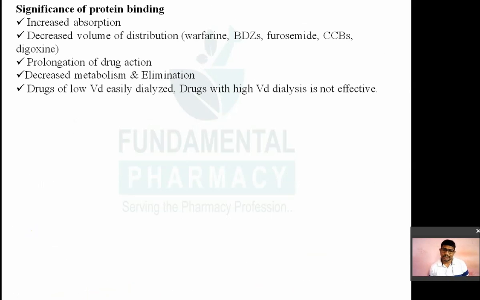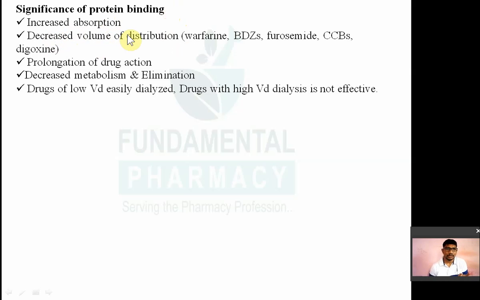Again, significance of protein binding. What is the significance of protein binding? What effects occur after protein binding? What is the use of protein binding? What is its effect? Its effect on absorption, distribution, metabolism, excretion, duration of action. So significance of protein binding. So remember, protein binding increases the absorption because protein bound drug is not free.